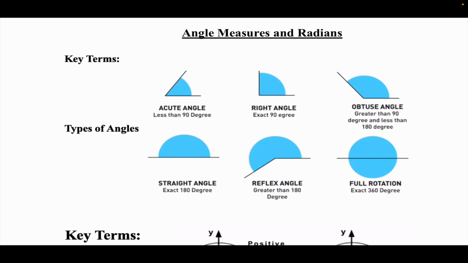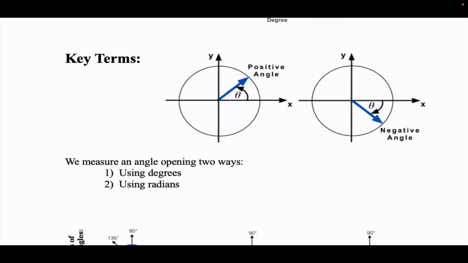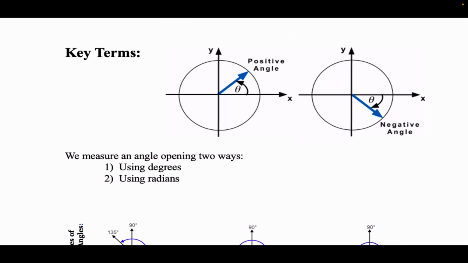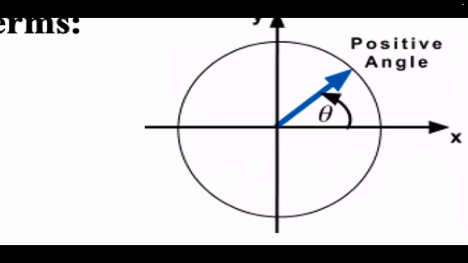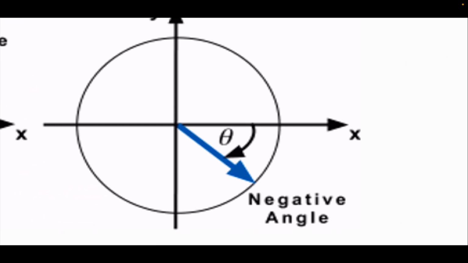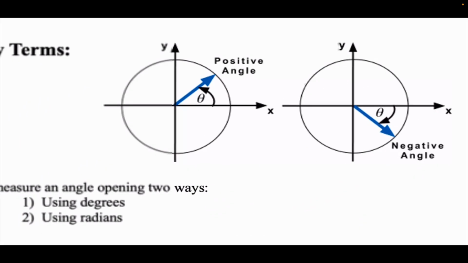Okay. Next thing, we have two types of angles, positive angles and negative angles. What makes them positive? What makes them negative? Direction. Direction makes them positive. So you can see this guy is positive because it's opening up. So anything that opens up this way is a positive angle. Anything that opens up this way is a negative angle. So it just depends on which way it opens.